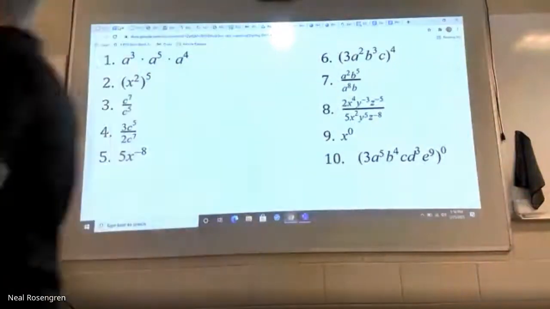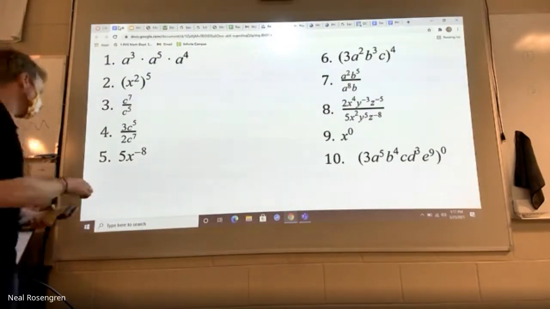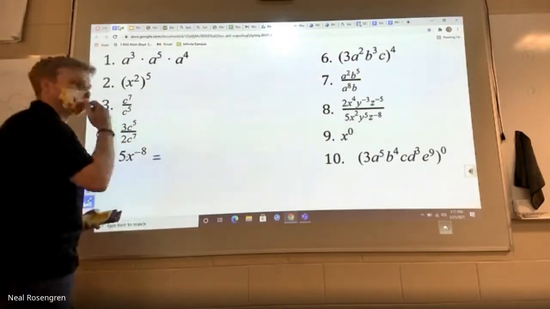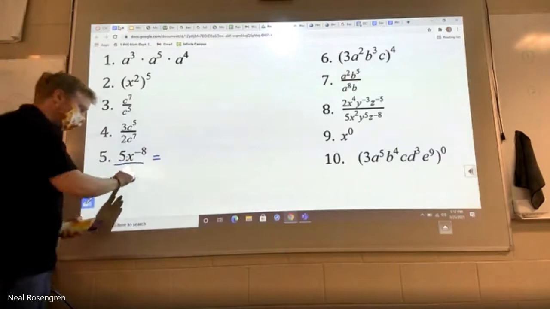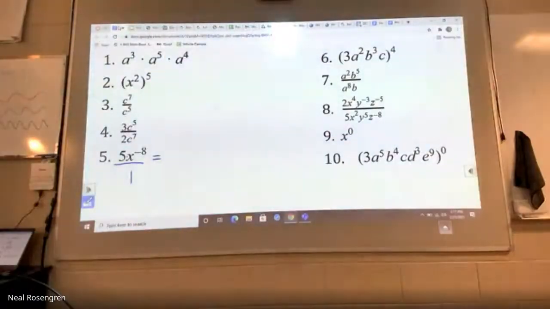Carson, what's up? Math question? Yeah, go ahead, shoot. For number 5, it's got 5x to the negative 8. What am I going to do with that 5 on the outside? Is that 5 being raised to a negative power? So that 5 can't move. And if you think of it like this, move what you're supposed to, and don't move what shouldn't move.